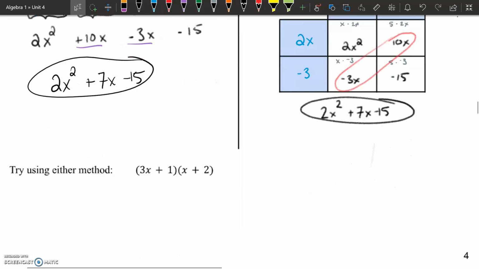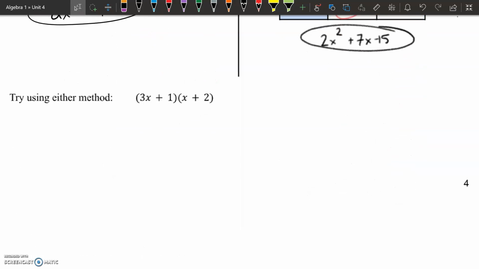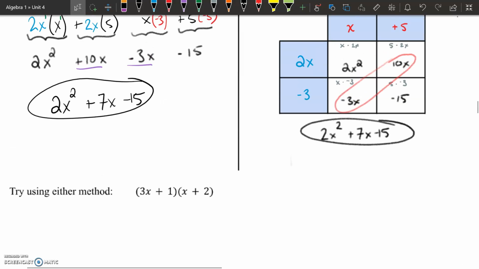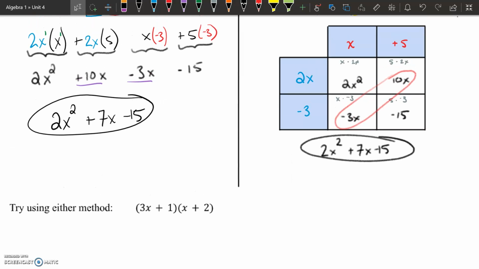What I'd like to see you guys do is press pause, and using either of the methods above, try that last problem on page 4, please.